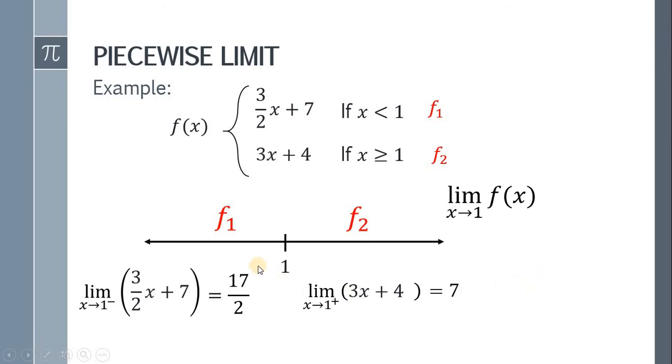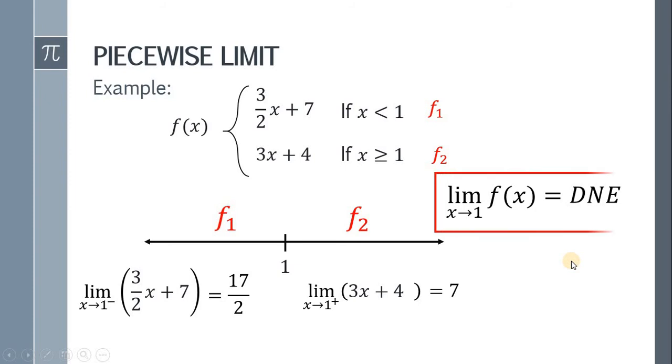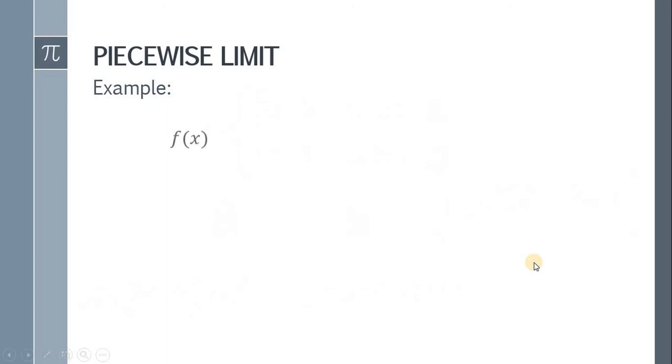Now, as you can see, yung left side at saka yung right side limit is not equal. Therefore, the limit of the function as x approaching to 1 does not exist. And we're done. Now, let's have another example.